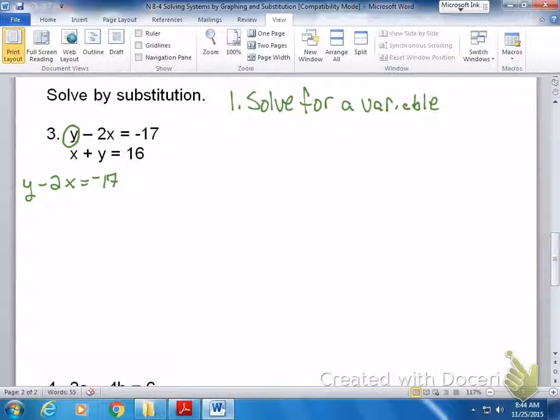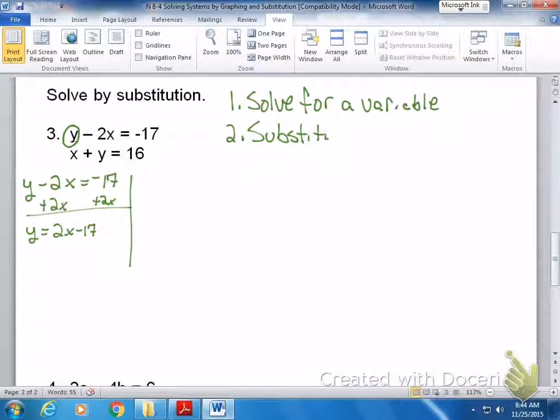Now we've chosen y, so the thing we need to do is move our x's. I'm going to add them to each side. Now I get y equals 2x minus 17. So now I've solved one for a variable. I'm going to go to step 2. This is substitute and solve.